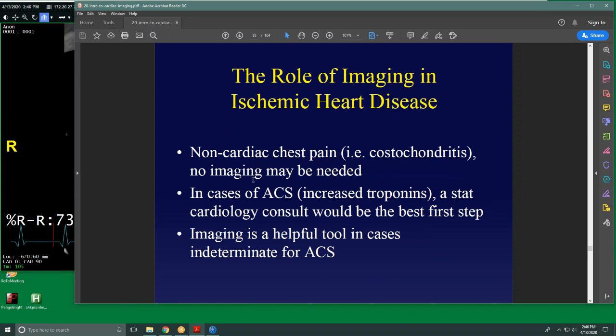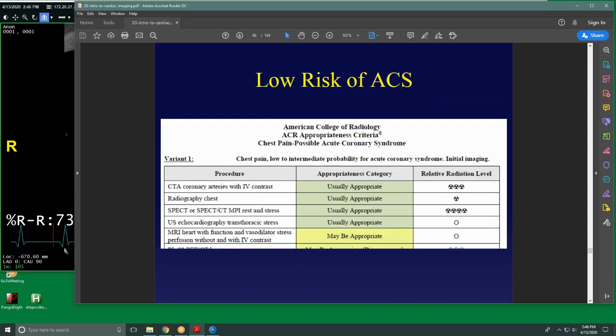So if someone comes in with more cardiac type chest pain, very often they'll do an EKG and troponins. If those are negative, and they're not actively having a myocardial infarction, there are many tools that can be used for imaging. The older ACR criteria actually listed appropriateness, gave it a ranking, and coronary CTA was right at the top for chest pain with low to intermediate probability of acute coronary syndrome. Okay, so coronary CTA works very well in those instances.